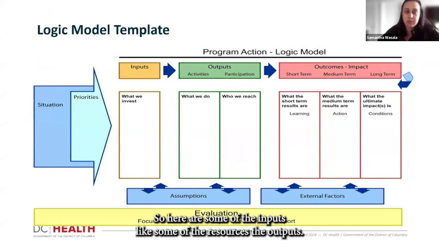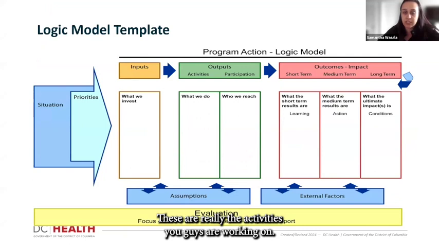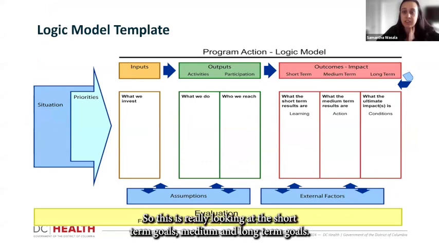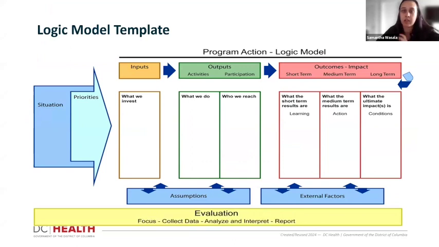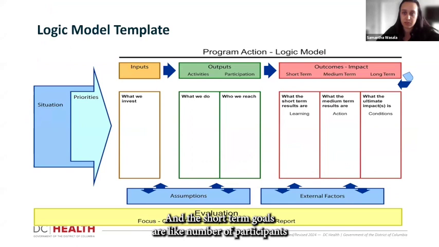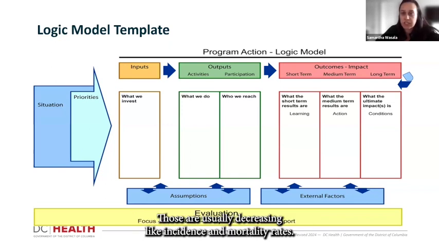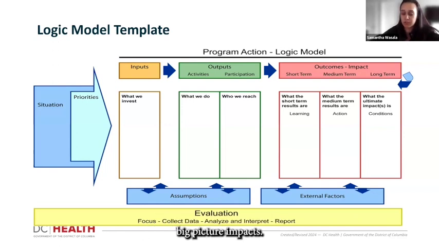So here are some of the inputs, like some of the resources, and the outputs. These are really the activities you are working on. Who are you reaching, the participants, and try to be as detailed as possible. And then the outcomes. So this is really looking at the short-term, medium, and long-term goals. The short-term goals are like number of participants increasing, medium goals are some kind of behavior change, and ultimate impacts are usually decreasing things like incidence and mortality rates, big picture impacts.